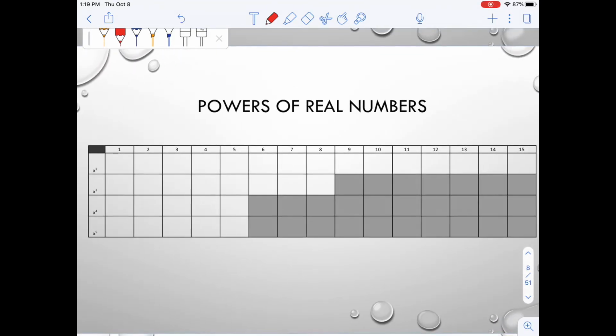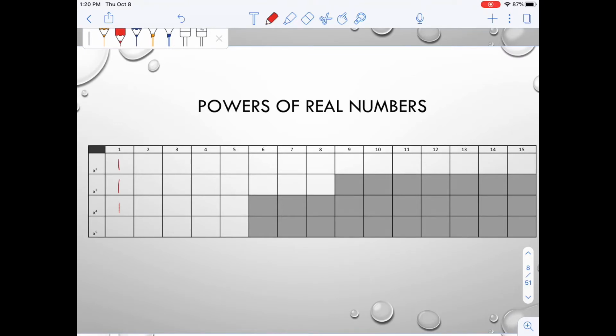So one of the things that we need to do is also come up with and memorize some of our powers of I. This is going to be really, really important in terms of our ability to simplify radicals as we go through this unit, right? So what I have here is a chart of powers of real numbers that we actually need to commit to memory, okay?